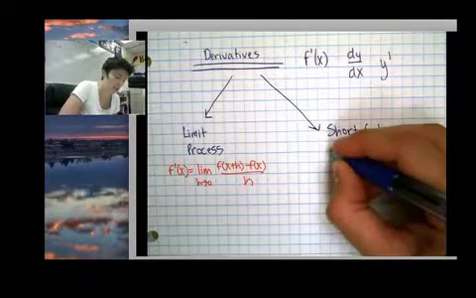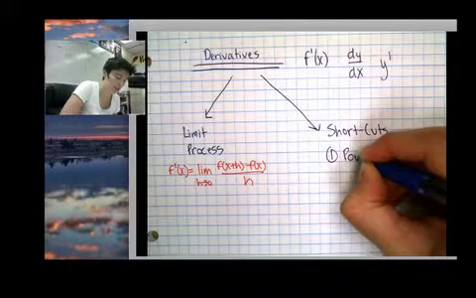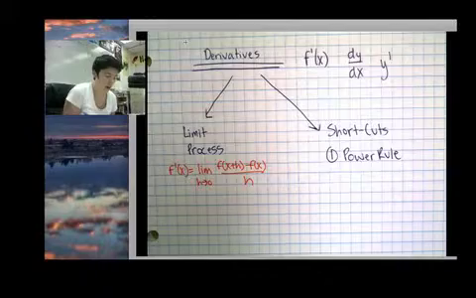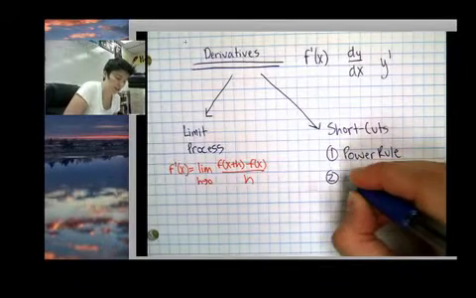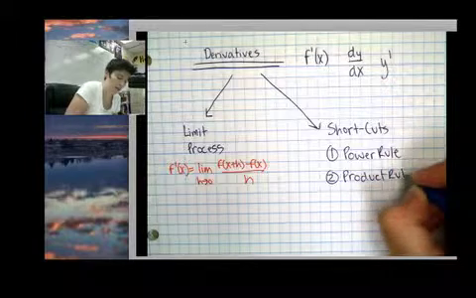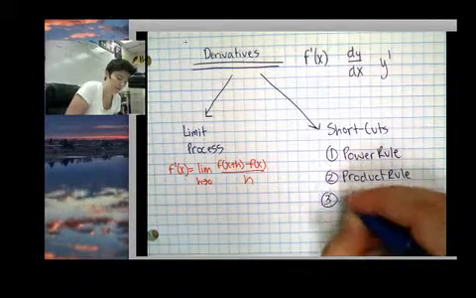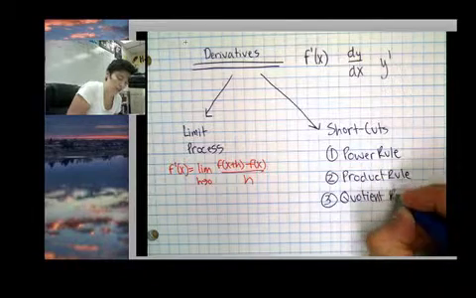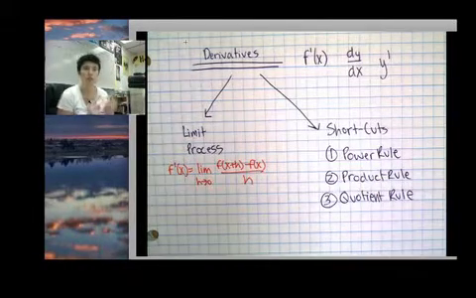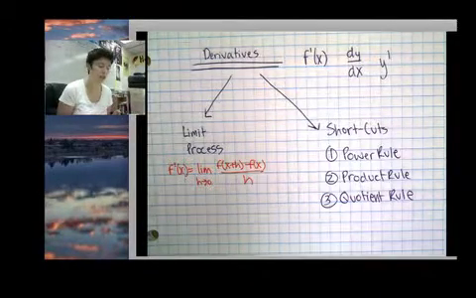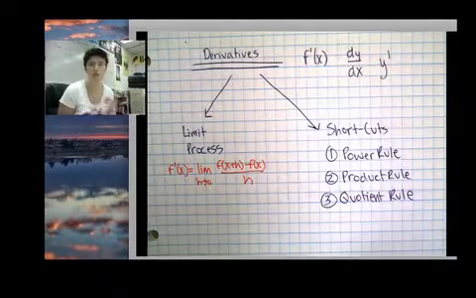Number 1 is the good old power rule. We really want to have the power rule down. Number 2 is our product rule. And number 3 is our quotient rule. If you can really get the power rule, the product rule, and the quotient rule down, calculus will be easier for you because we're going to use these continuously throughout the whole school year.